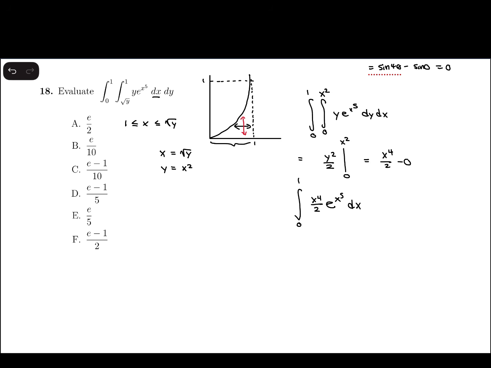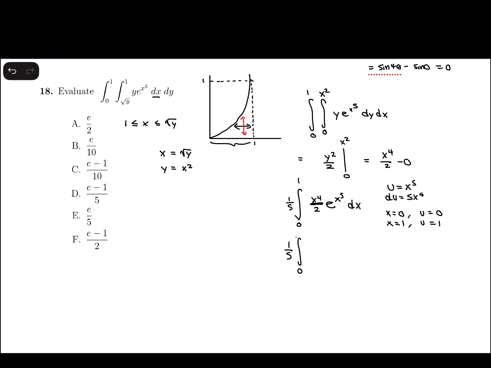In this case, this is where you do a u substitution of u is equal to x to the 5th power, and du is equal to 5x to the 4th power. We have an x to the 4th power, so what I'm going to do is multiply it by a 5, which leaves us with a 1/5 du. So we have a 1/5, and we're going to change our bounds. When x is equal to 0, u is equal to 0. When x is equal to 1, u is still just 1, so they're the same.